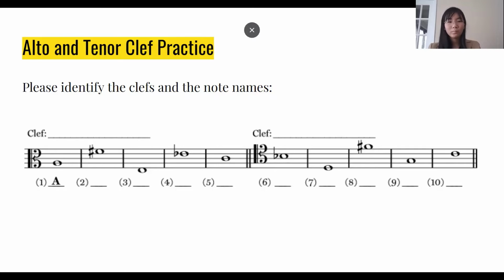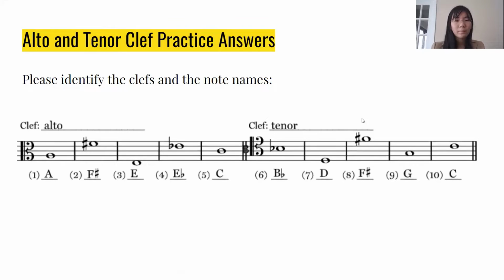Okay, so are we all finished? I'll just reveal the answers then. So this one is alto clef, and this note is F sharp. Again, if you just take this as C, F would be one lower, right? So this would be F sharp. This one is E. This one is E flat. This note is C.